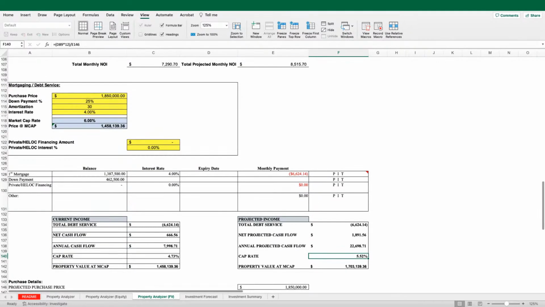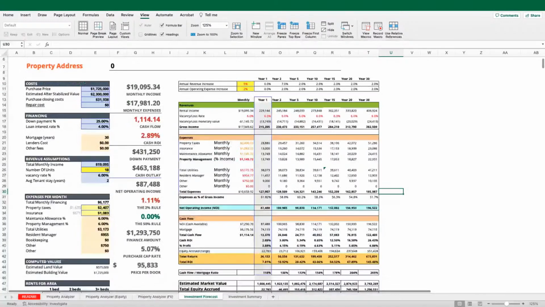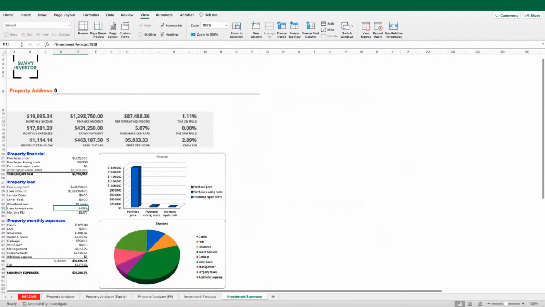So with this analyzer as well, you can always do, and I'll just quickly share this with you. You guys can look at this if you want to. There's lots of forecasting as well to look at how you can do all sorts of different things within the property itself, and it also provides you with an investment summary.